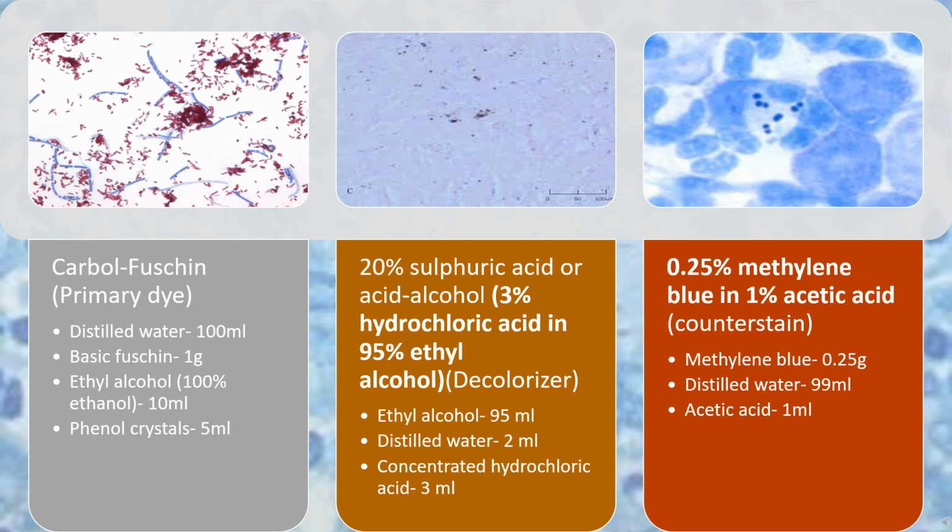Carbol fuchsin: distilled water, 100 ml, basic fuchsin, 1 g, ethyl alcohol, 10 ml, phenol crystals, 5 ml. Acid alcohol, 3% hydrochloric acid in 95% ethyl alcohol: ethyl alcohol, 95 ml, distilled water, 2 ml, concentrated hydrochloric acid, 3 ml. Methylene blue, 0.25% in 1% acetic acid: methylene blue, 0.25 g, distilled water, 99 milliliters, acetic acid, 1 milliliter.